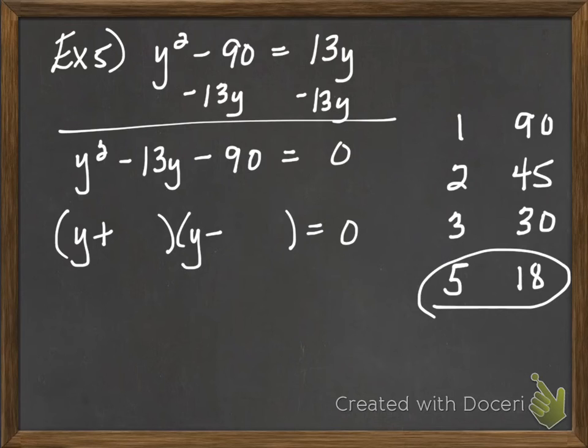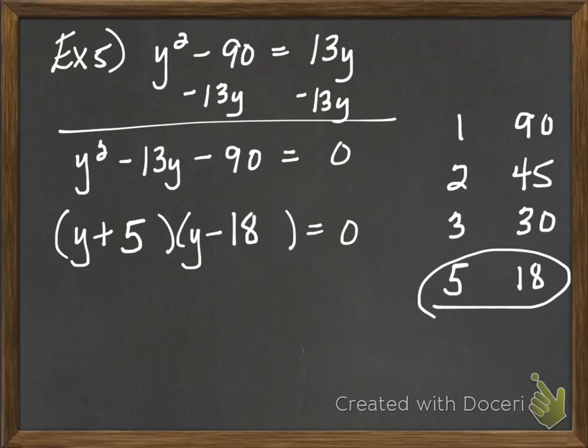So 90 was pretty big. You might have had to use your calculators to find some of your factors. Now you've got to decide which one is positive and which number is negative. 18 is negative. You got to get a negative 13y. Now, in order to do that, your 18 needs to be negative and your 5 needs to be positive. Does that make sense?